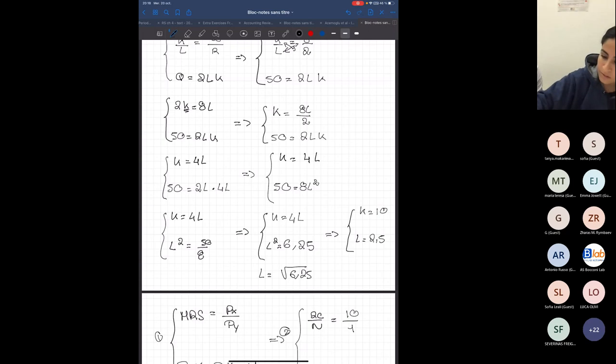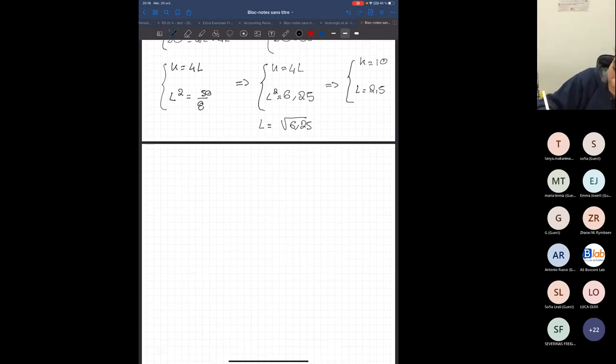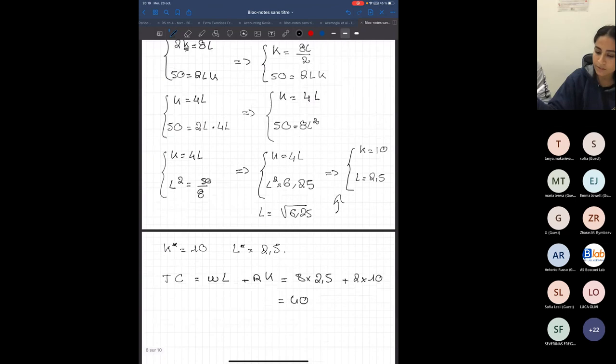All right. So, let me just add a page. Okay, so the values that we get in the end are going to be this. And if we want to compute the total cost, we're going to do the same as we did before. So this is going to be W times L plus R times K. And this is going to be equal to 8 times 2.5 that we just figured out, plus R, which is 2, times K, which we just found out is 10. So in the end, you do the math and you get that the total cost is going to be 14. So that's how you should go to solve this exercise.